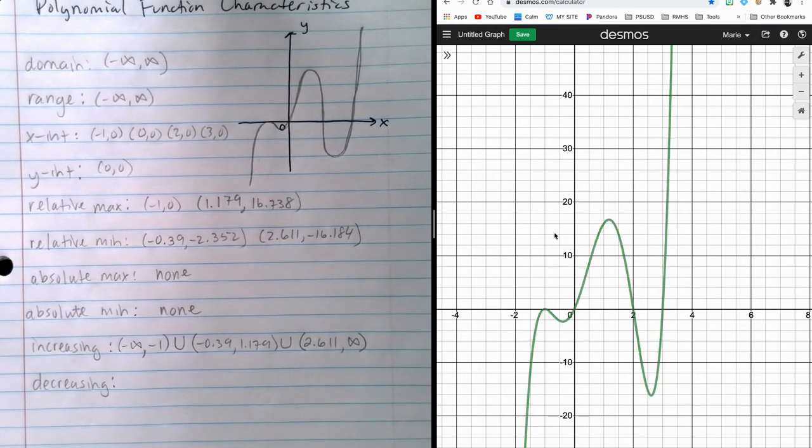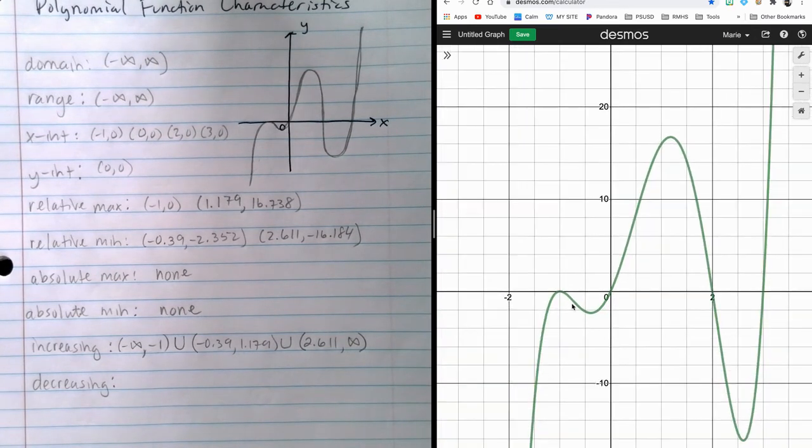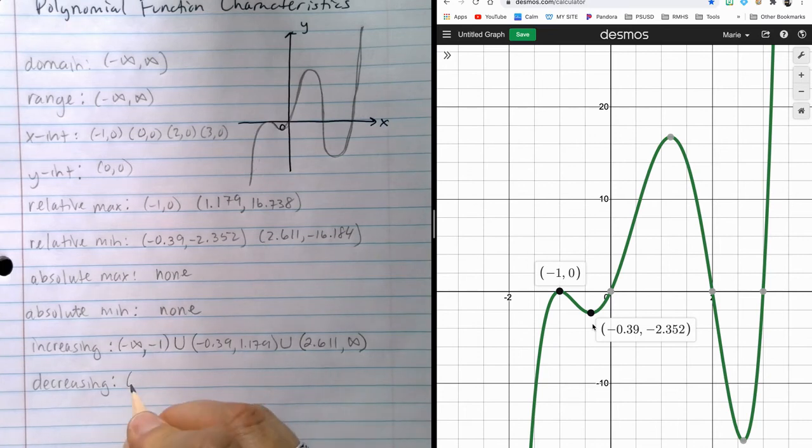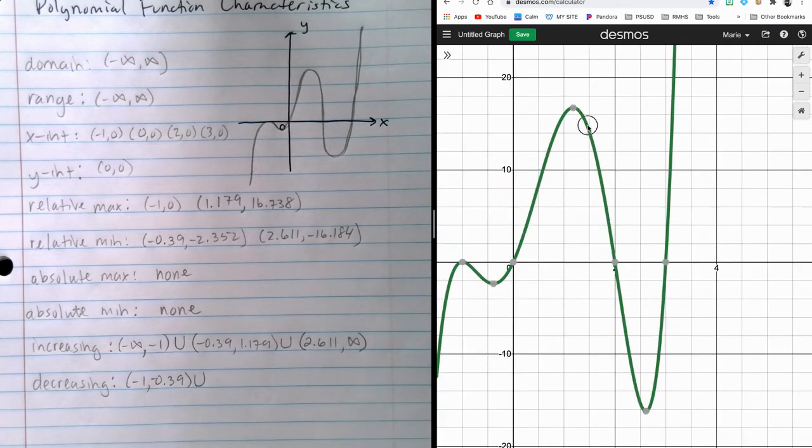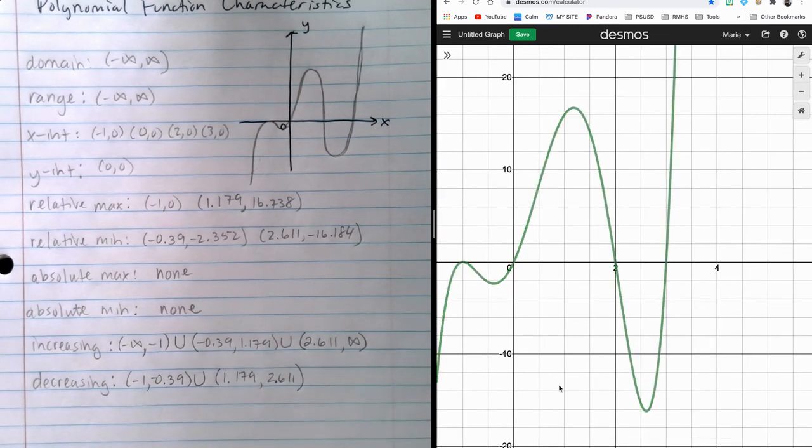Now let's do decreasing. Well, the first time this decreases, this piece right here. So notice it's going to start at -1 and end at negative 0.39. Union, because we have another one. The next interval is this piece right here. And it starts at 1.179 and ends at 2.611. So there's our intervals of increase and decrease.